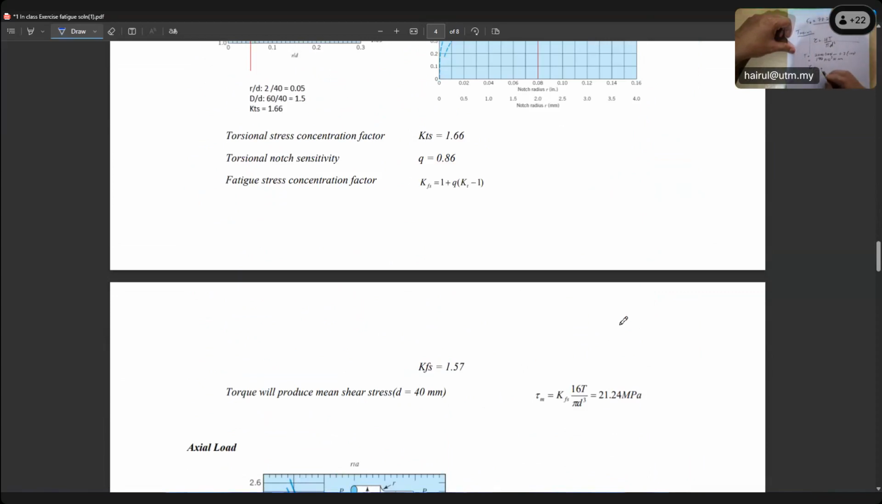So torsional stress is 16 times 170 times 10 to the power of 3 Newton millimeter over pi times the smaller diameter, 40, to the power of 3. This will be your value in megapascal.